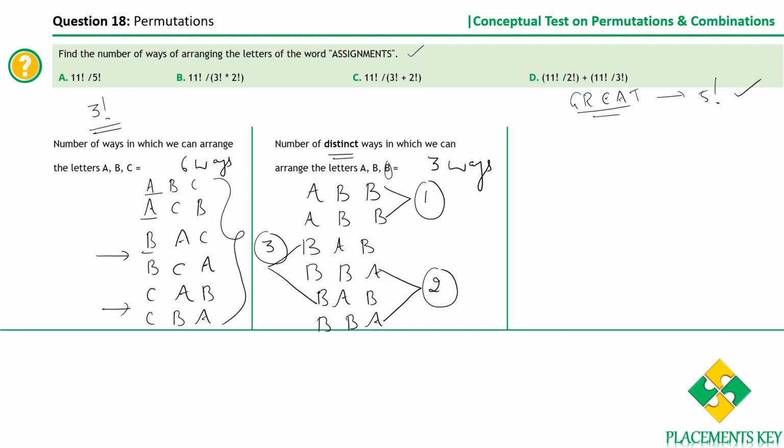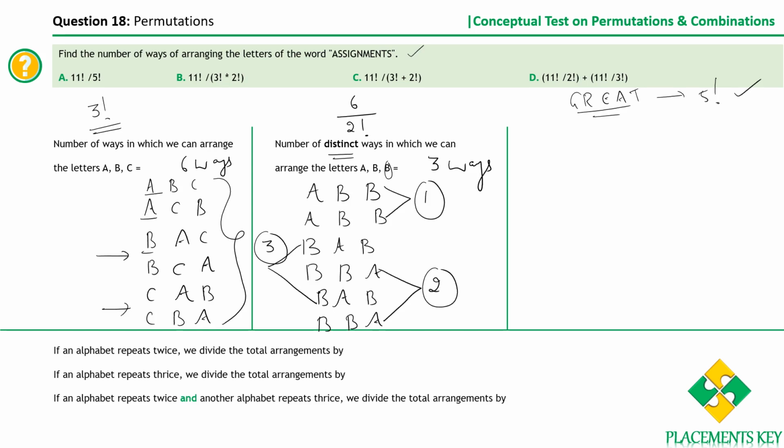So how do we get 3 from 6? It is 6 by 2 factorial. Why are we dividing by 2 factorial? Because an alphabet is repeated twice. So just remember, whenever an alphabet repeats twice, we divide the total arrangements by 2 factorial. If an alphabet repeats thrice, we divide the total arrangements by 3 factorial to get the unique possibilities.